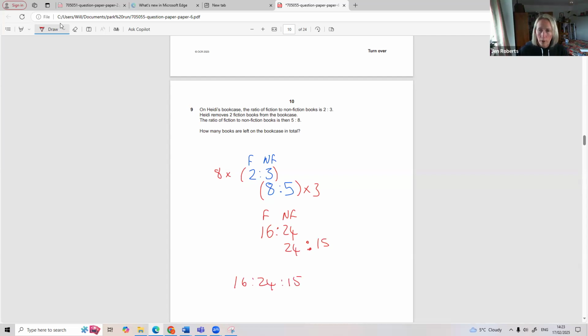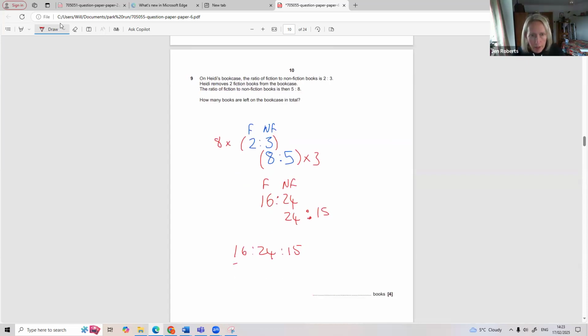This is taking one book out, isn't it? We're taking out fiction books. You've only taken out one fiction book there. Let me double everything. Let me double this entire ratio to get 32 to 48 to 30. Okay, now can you see if we take out 2 of these fiction books to get from 32 to 30? So how many books are left on the bookcase in total? Well, this is what we have in the end when our 2 books are taken out. How many books do we have in total? 48 plus 30 is 78 for your 4 marks.